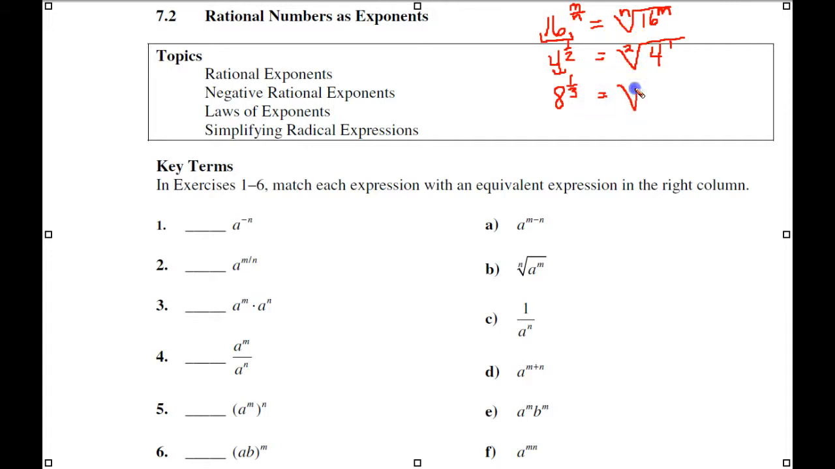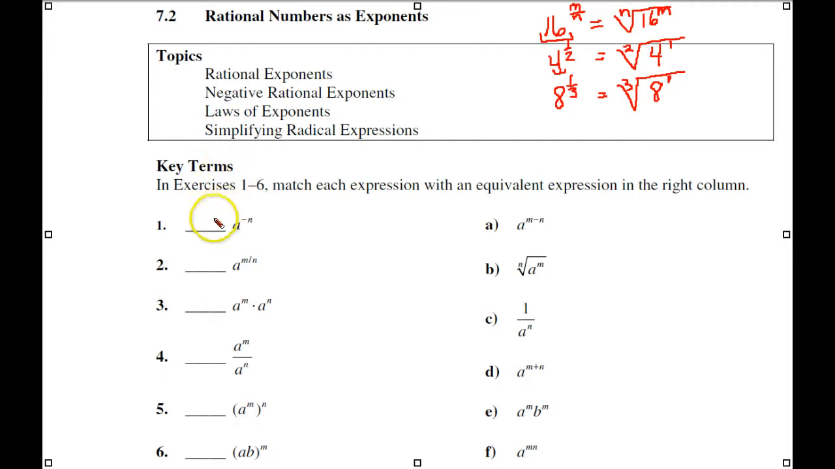So again, the radical base becomes our radicand. The numerator of our fraction becomes an exponent. Now again, if the exponent is 1, we don't write it. But our denominator is our index number. And that's what we'll be doing. And that's the relationship between fractional exponents and radical expressions.